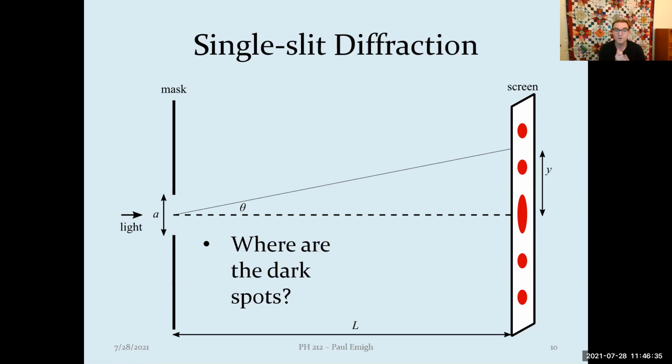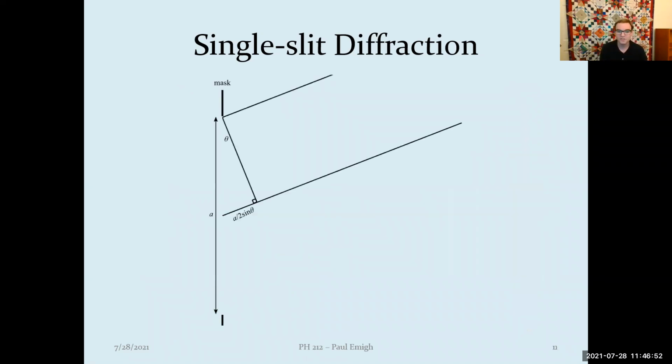Interestingly, the question that we're going to be able to ask here is a little different than we were able to ask for the double slit case, which is we're only going to be able to ask where the dark spots are on the screen. So that's our question. The way that I'm going to do it is I'm going to zoom in on this single slit and draw some of these triangles that we drew earlier in the week.